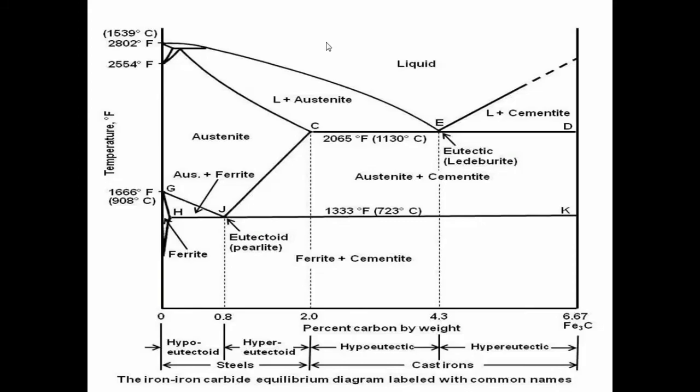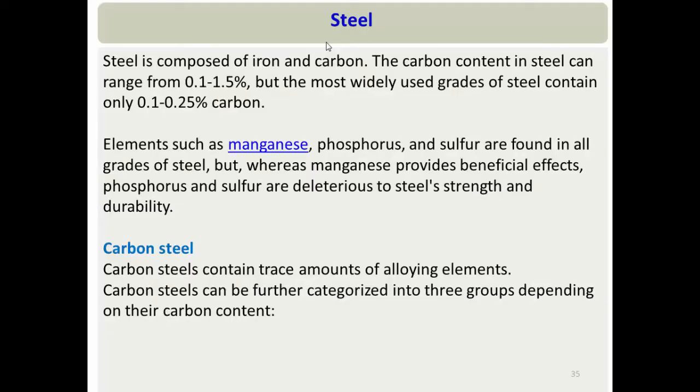So this is just a brief understanding which is required for understanding the materials we use in a refinery. In a refinery, we mostly use steel as a material of construction, and steel, as we have just seen, is composed of iron and carbon, and contains below 2% or below 1.5% carbon. Apart from iron and carbon, it can also contain manganese, phosphorus, and sulfur as impurities.